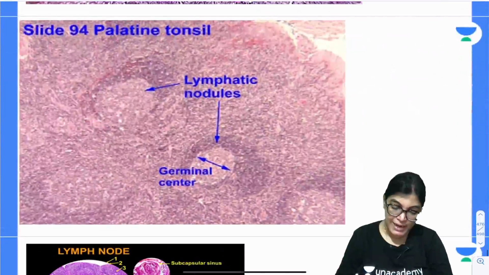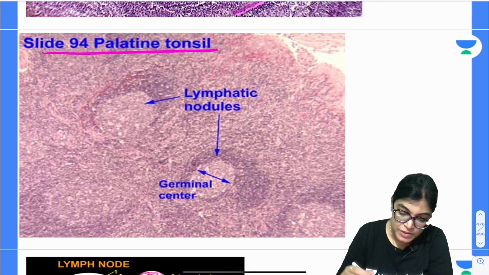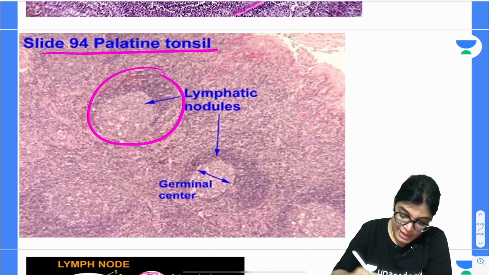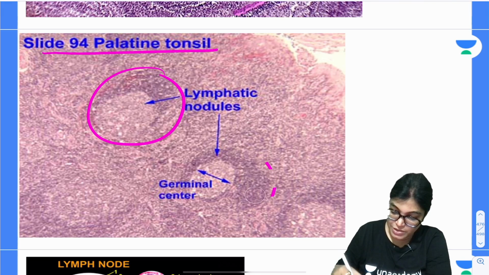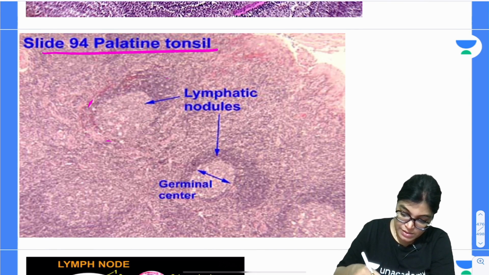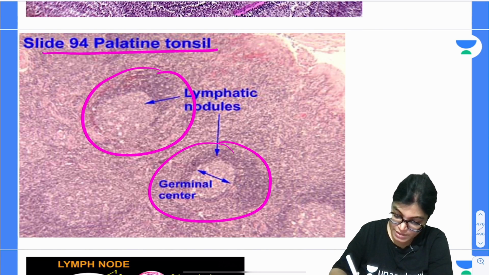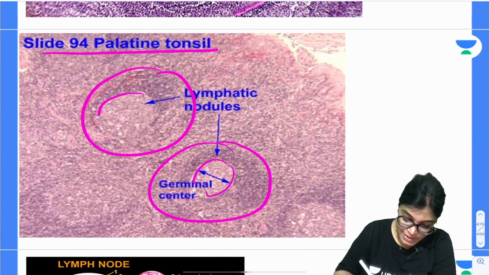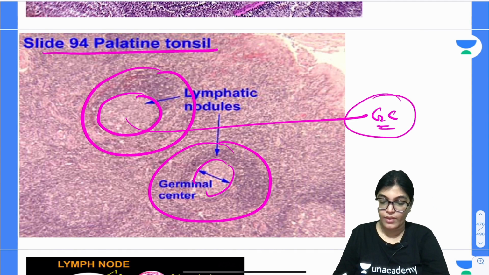Few more. Palatine tonsil. See here, this is again a slide for the palatine tonsil. So exactly under the microscope, histological features. Lymphatic aggregations. See here, this is lymphatic aggregation. These are all lymphatic aggregations with a lighter stained germinal center. This is GC, the lighter stained germinal center.